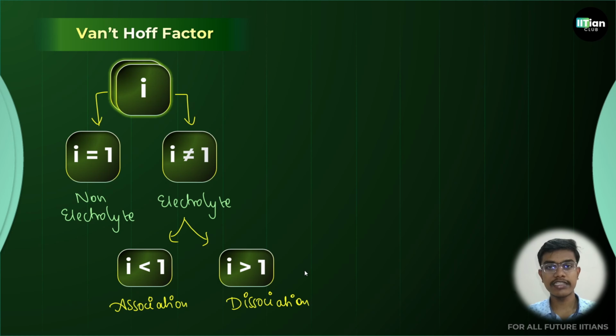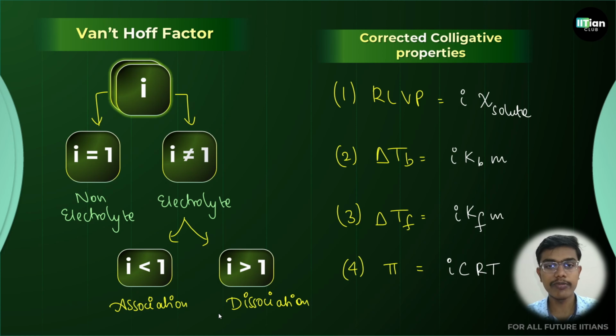In case of association, as the number of moles after association is lesser than the number of moles before the association, the i is less than 1. In case of dissociation, it is the other way: i is greater than 1. We'll be multiplying this with each and every colligative property to get the corrected colligative properties.